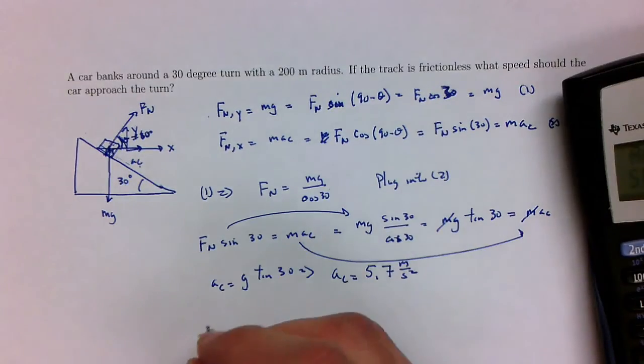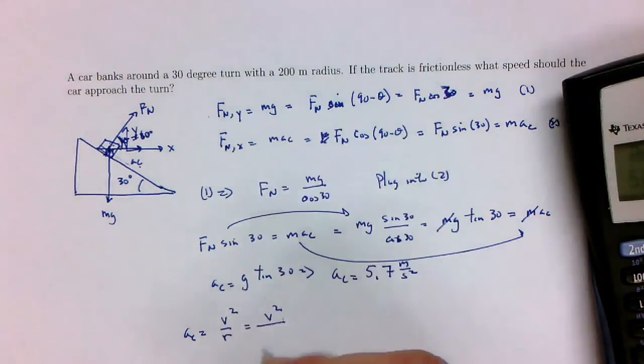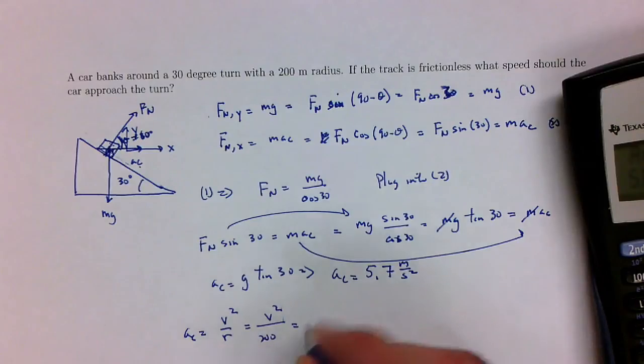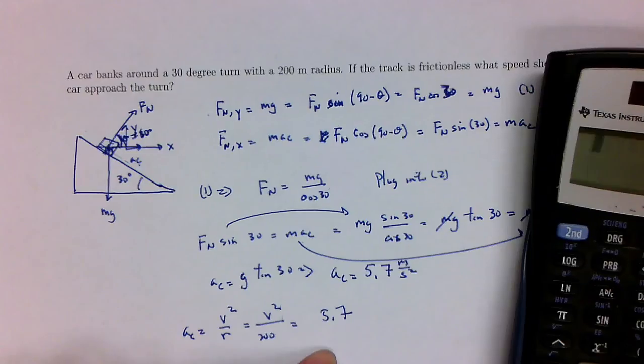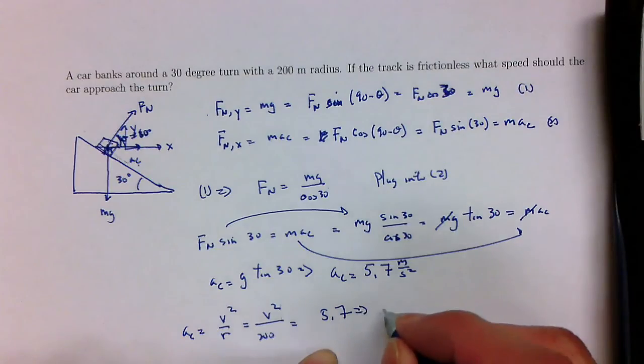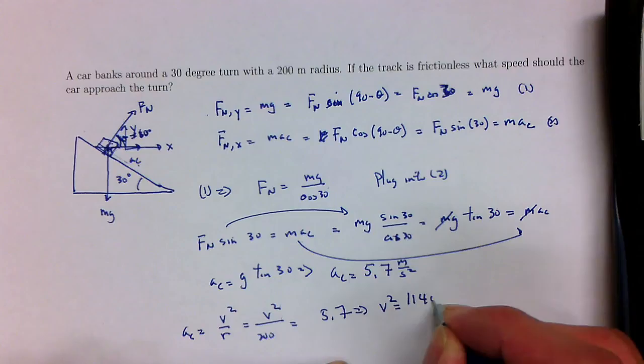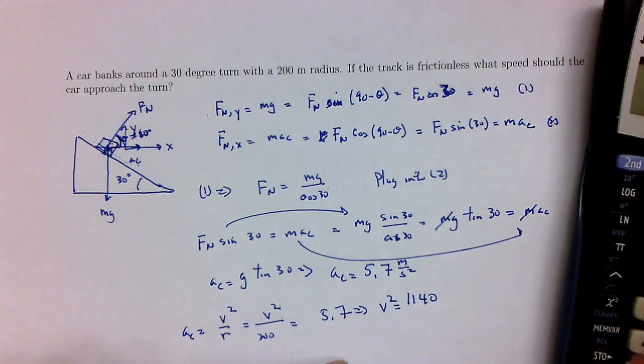Okay, now if you recall, this ac is equal to v squared over R, which is v squared over 200, and that's going to be equal to 5.7. Alright, so let's just multiply 5.7 times 200. Okay, so this implies that v squared is equal to 1140. Take the square root of that.